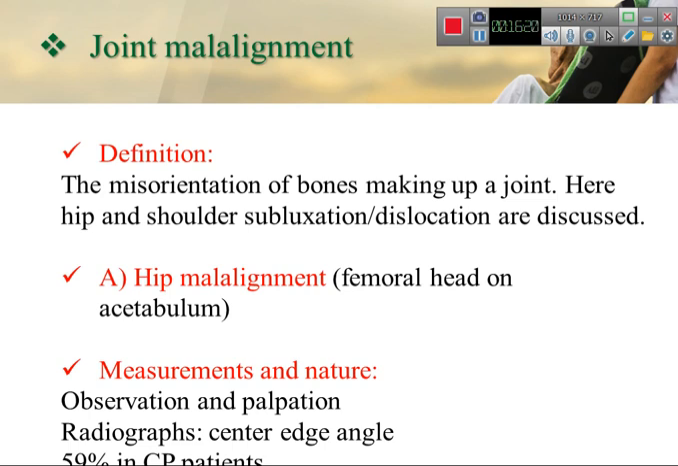First, we talk about hip malalignment. It is the position of the femoral head on the acetabulum. How can we measure it? We can observe and palpate to detect subluxation and dislocation of the hip joint. Also, we can see it in radiographs to measure the center edge angle. It is also important to know that 59% of CP patients have joint malalignment.